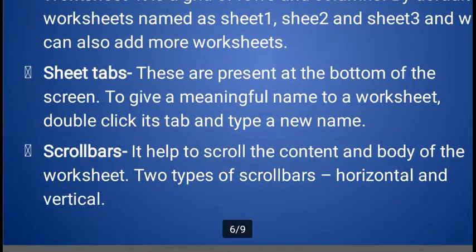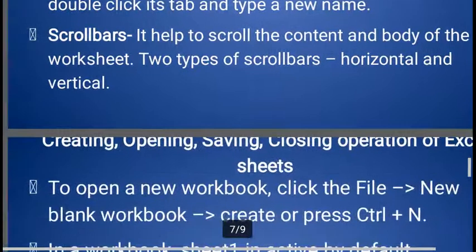Scroll bars. It helps to scroll the content and body of the worksheet. There are 2 types of scroll bars: horizontal and vertical scroll bar. Because our screen has a limited portion, but our data is a large volume, we can see our hidden data by scrolling left to right or top to bottom with the help of a scroll bar.